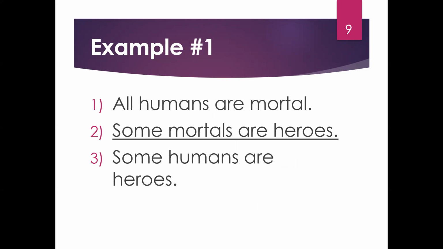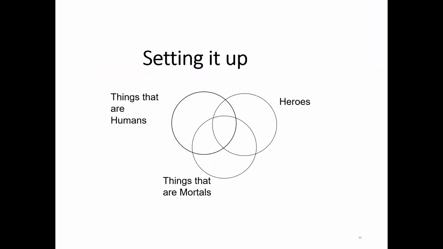And what we want to do is set up the Venn diagram where we have humans as the subject and heroes as the predicate, because we're looking at the conclusion to do that. And then our middle term in this case is going to be mortals, or things that are mortal. And so we set it up like this. On the left hand, the subject, things that are humans. On the right hand, things that are heroes. That's our predicate term. And then the middle term are things that are mortals.